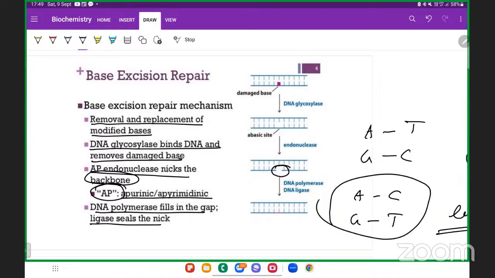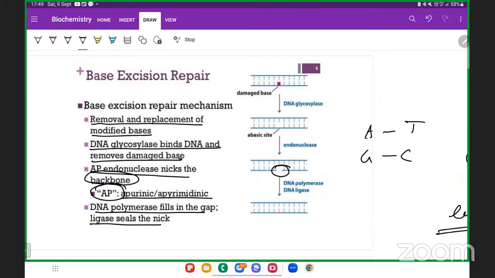So when there is a mismatch in the pairing, what you are going to do is remove one particular base and insert the other correct base. That is called an apurinic apyrimidinic problem. What does apurinic apyrimidinic mean? It is a problem that occurs in a purine or pyrimidine base. So we remove only that particular base, then we use the DNA polymerase to insert the new correct base. Okay, so this is your base excision repair.